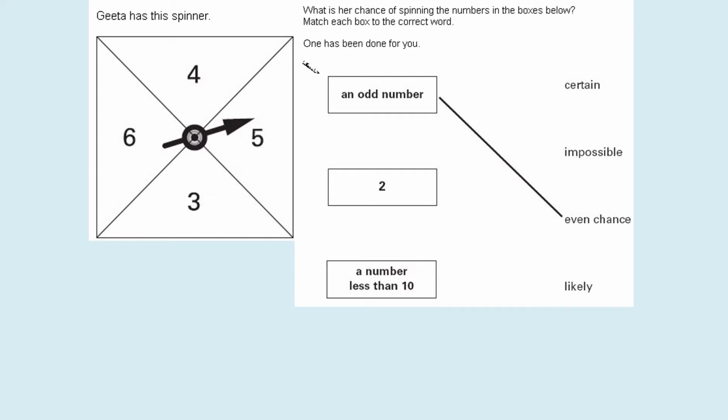What is the chance of it being spun and landing on 2? Well, there is no 2, so that would be impossible. Third question, a number less than 10. Well, that is certain because 3, 5, 4 and 6 are all less than 10.